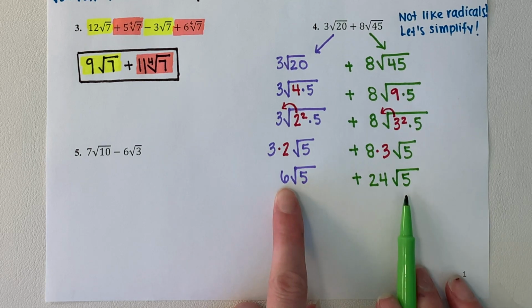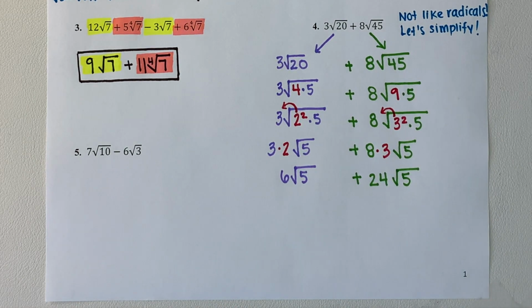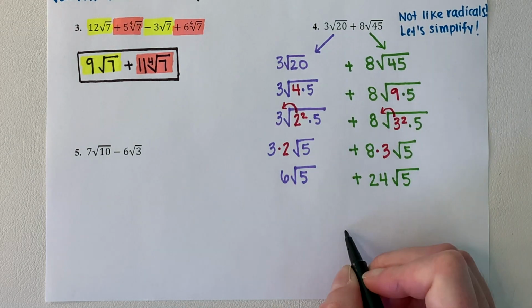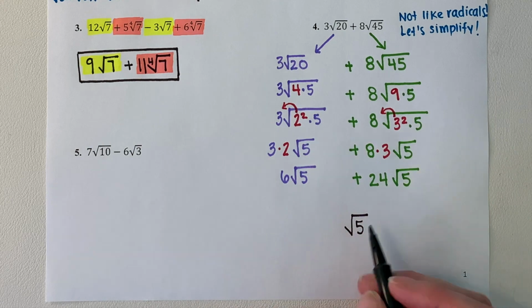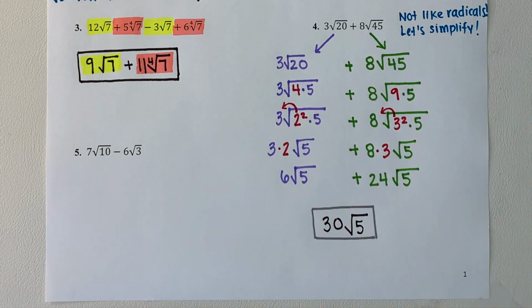So since these are like radicals, we can add them. To add like radicals, we keep the radical base, which is the square root of 5, and we add the coefficients. 6 plus 24 will give us 30. Let's take a look at this last example over here.